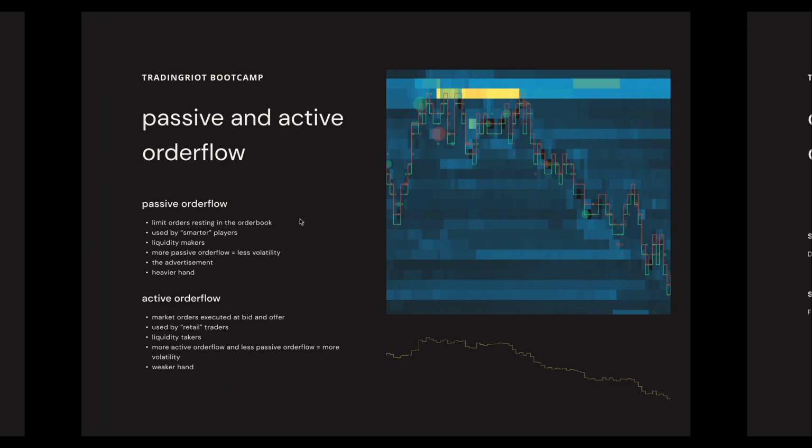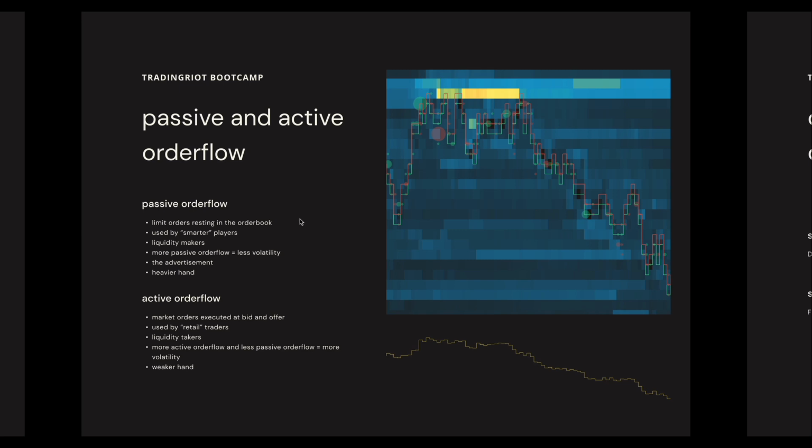Passive and active order flow. There are two types of order flow. I briefly covered this as well. The passive order flow is the limit orders resting in the order book. These are used by the smarter players, the people who trade with larger size and don't want to market into the trades. They make liquidity. They are liquidity makers, and the more passive order flow, the less volatility. We also covered this in the section about the markets.